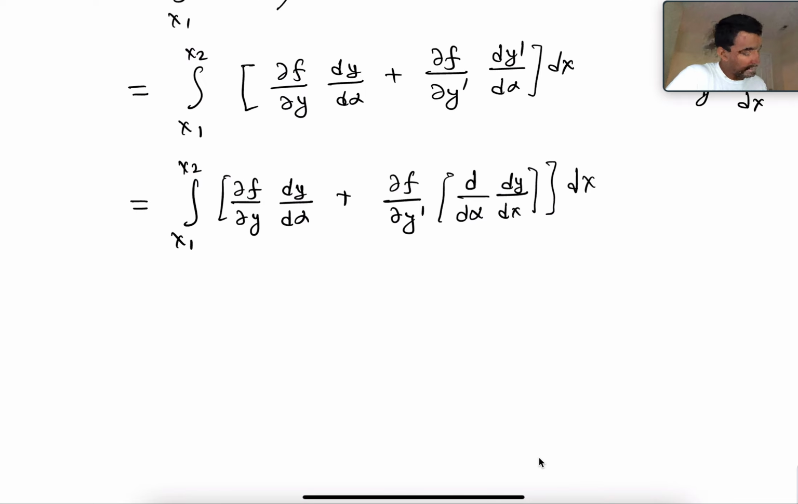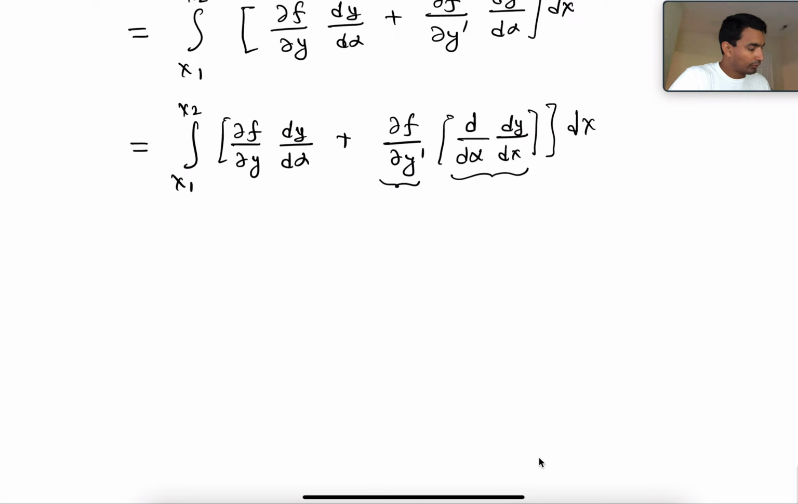Now what we are going to do is, for the second term, we are going to do integration by parts. So here we have two terms. One is the partial derivative of f with respect to the partial derivative of y prime. And the second term is the partial derivative of the full derivative of dy by dx with respect to alpha. So we will use integration by parts.